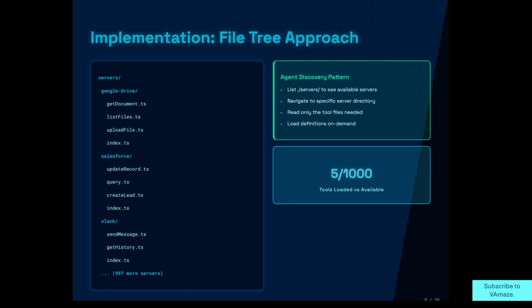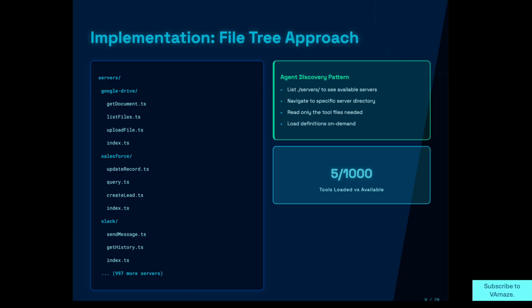Implementation, file tree. Let me show you how this works in practice. One elegant implementation approach is to generate a file tree representation of all available tools from your connected MCP servers. Here's what that looks like. You have a servers directory at the root. Inside, you have subdirectories for each connected server, Google Drive, Salesforce, Slack, and so on. Within each server directory, you have individual TypeScript files for each tool, plus an index file. This structure is intuitive and navigable. The agent can explore it just like a developer would.